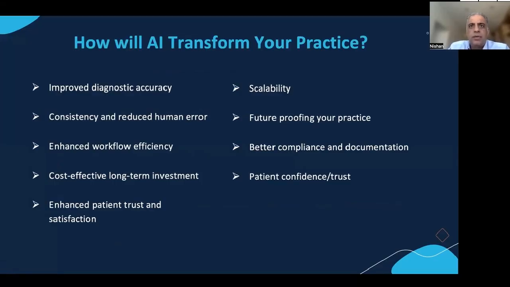So here are a few points that I believe will transform the way AI is used in your practice. Some have become evident with what I've been doing over the last few months. And you can just see things like improved diagnostic accuracy. I'll go through a lot more of these points as we go along, but these are really more pertinent to what we've been doing.